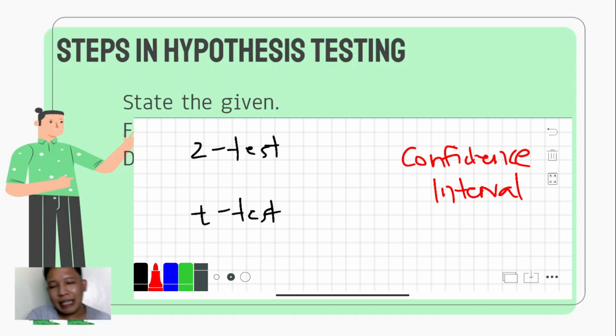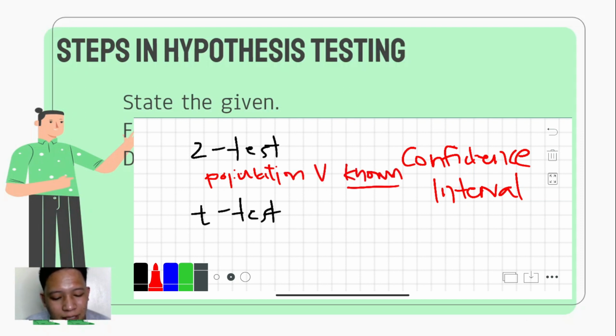Okay? But later na natin siya pag-uusapan. So, si z-test, ginagamit natin si z-test if our population variance is known, or kapag alam natin yung population variance. Kung hindi man population variance ang given, pwede din naman yung population standard deviation. Kapag yung population standard deviation natin ay given, z-test po ang gagamitin natin.